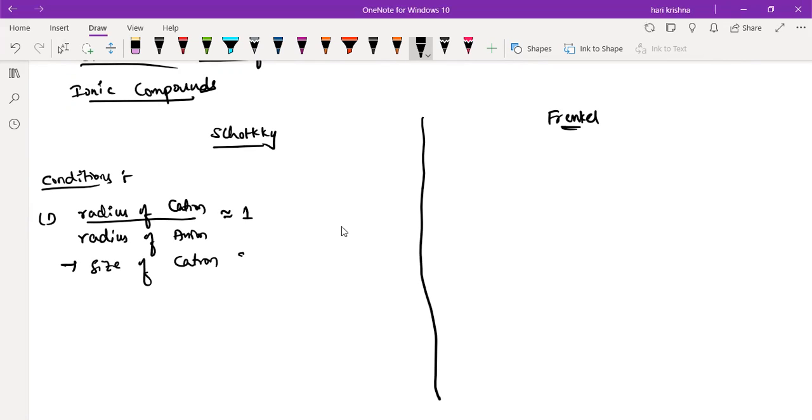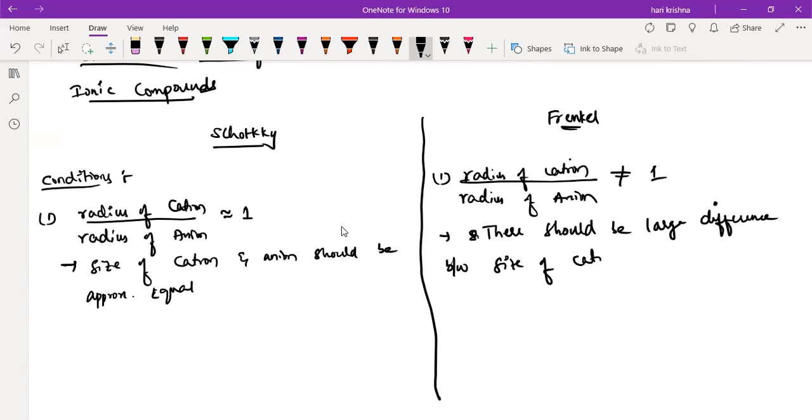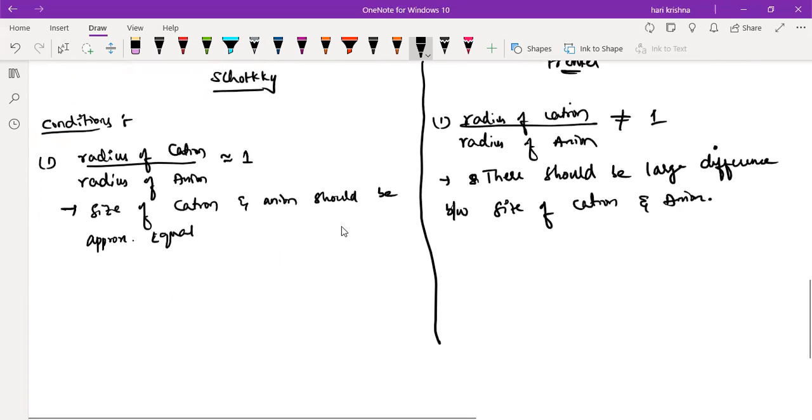Size of cation and anion should be approximately equal. That is the first point about the Schottky. In the Frenkel, what is the first point? There should be a large difference in these two sizes. So radius of cation by radius of anion should not be equal at all. There should be a large difference between the size of cation and anion. Clear, first point? Yes, sir.